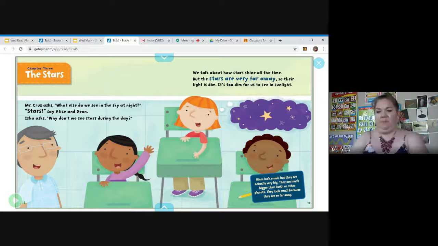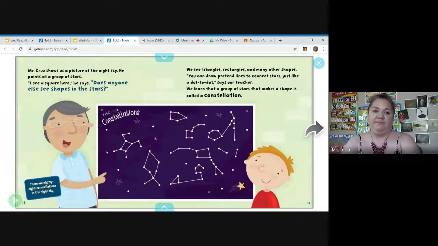Stars look small, but they're actually very big. They are much bigger than Earth or other planets, and they look small because they are very far away.